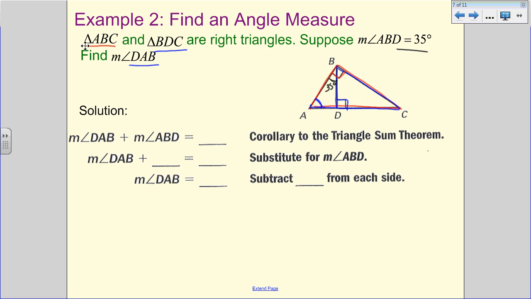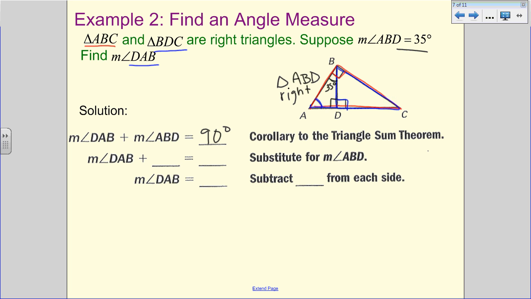Well, it's the corollary to the triangle sum theorem. Because if this is 90 degrees here, then that means we have a 90-degree angle here, which means that it's also a right triangle for this little side here. This little triangle, triangle ABD, is also a right triangle once we draw that in. So we know that DAB plus ABD is equal to 90 degrees.